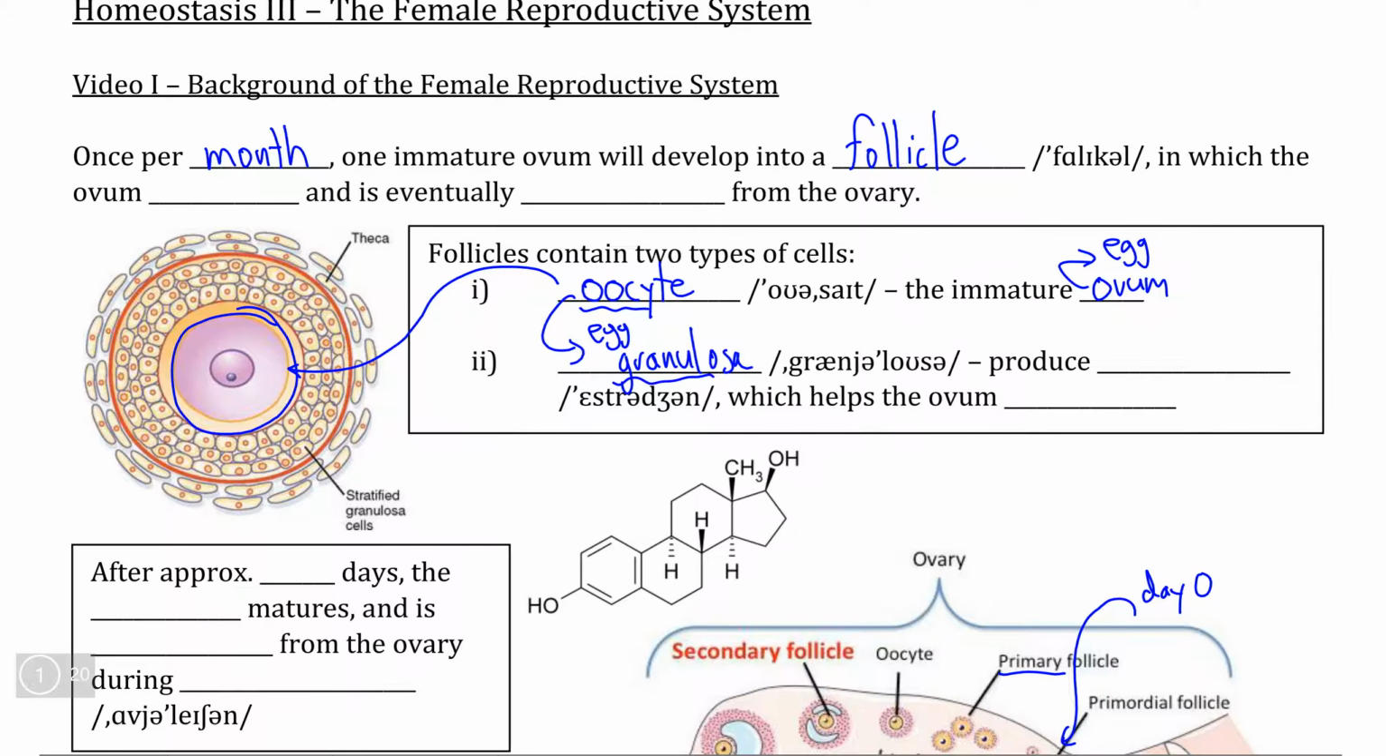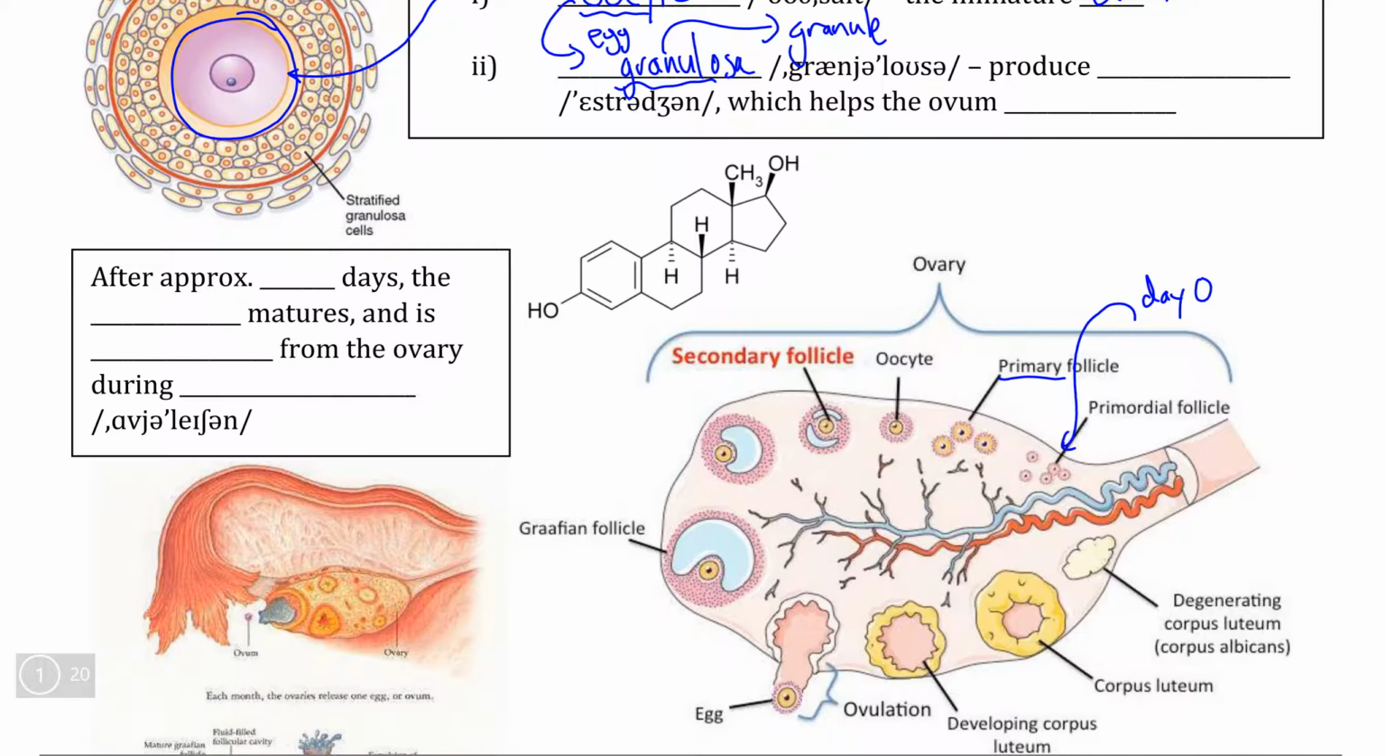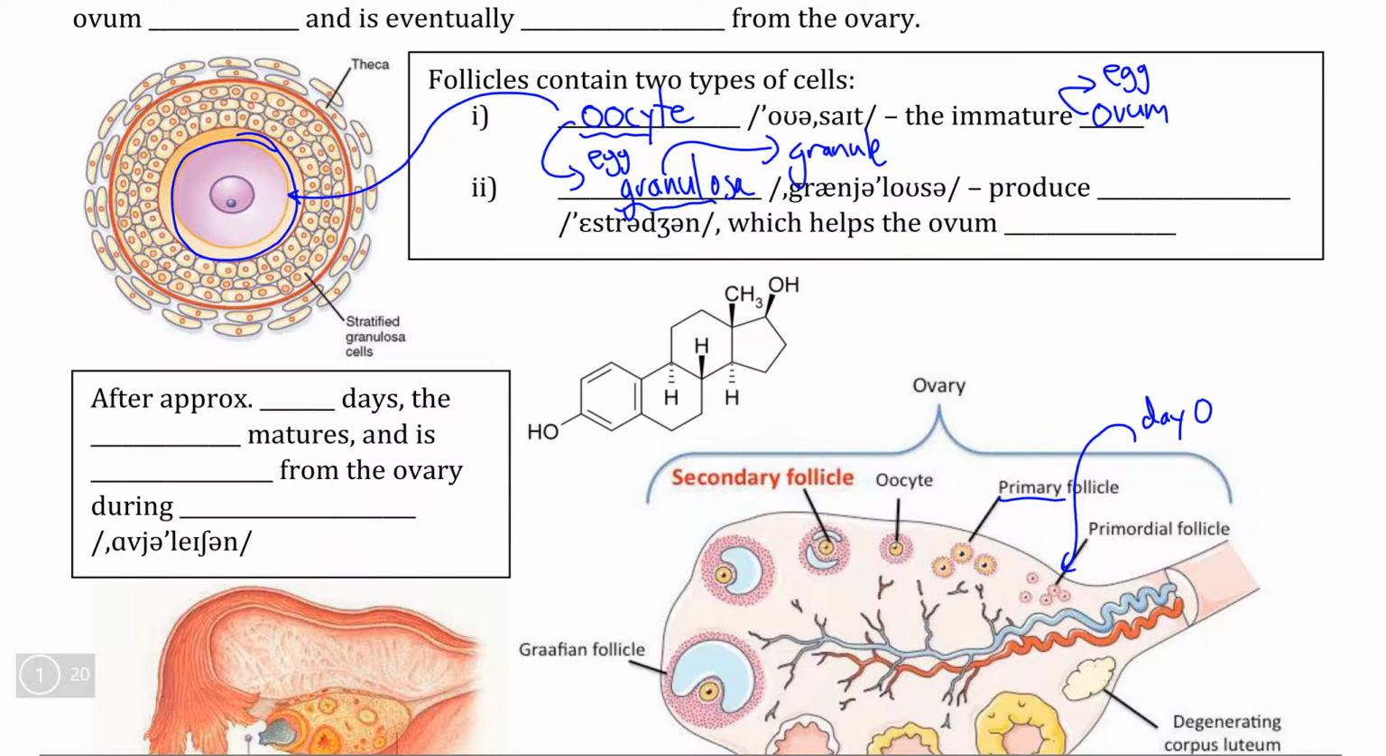Now, granulosa, if we look at the beginning of this word, we can see the word granule, which is a word that's used to describe small particles like grains of sand. And these were given this name because if we look at the follicle under a microscope, we can see that granulosa look like individual grains of sand, meaning they are too small to see that they are actually individual cells.